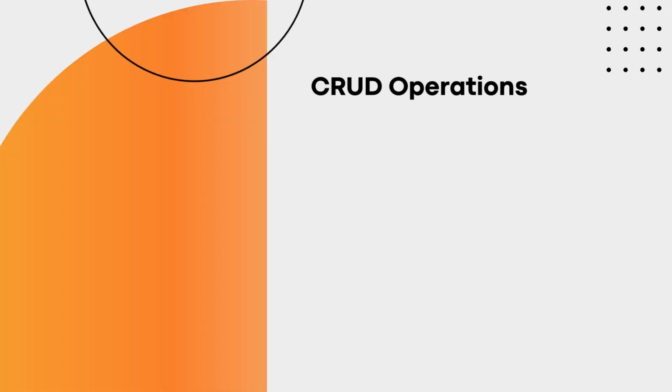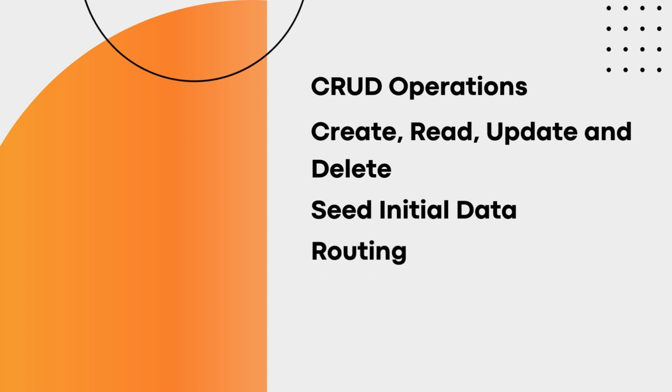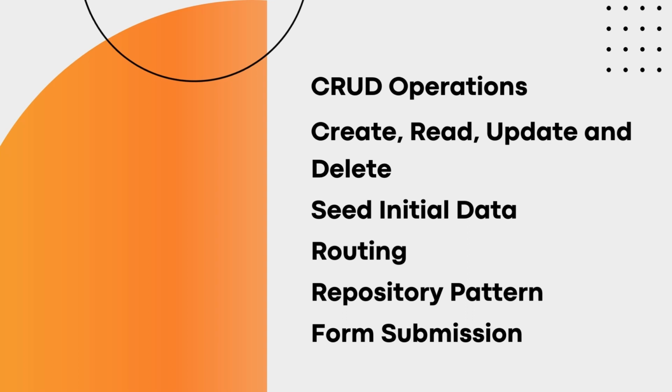We will first start with the basic CRUD operations, that is create, read, update and delete operations on our database. We will also learn how we can seed initial data to the database using Entity Framework. We will understand routing and see the different routing techniques for MVC web pages. We will then learn a repository pattern to read and persist data to the database. We will learn how we get data on page loads and also submit forms.